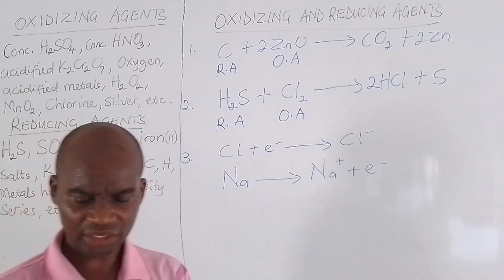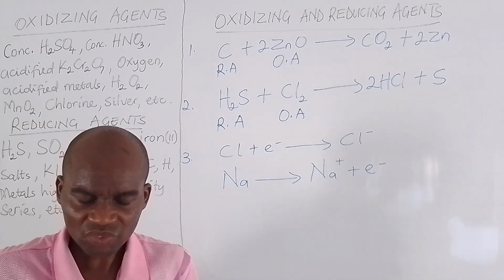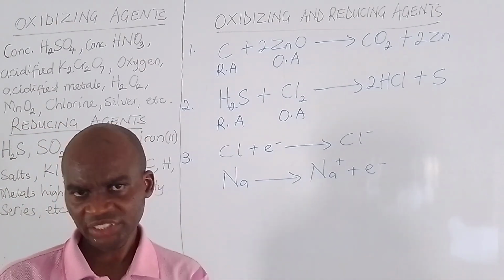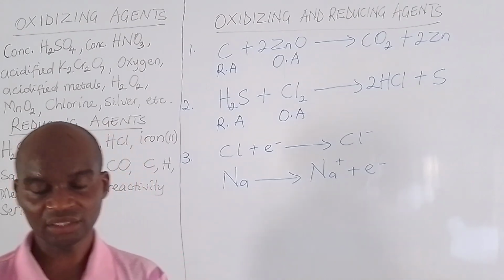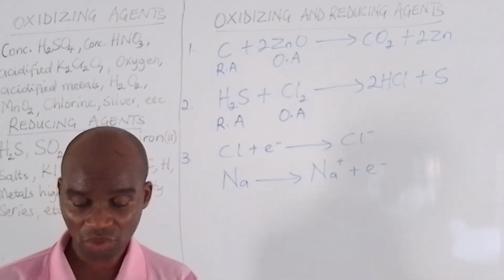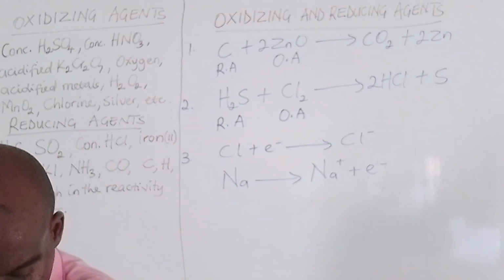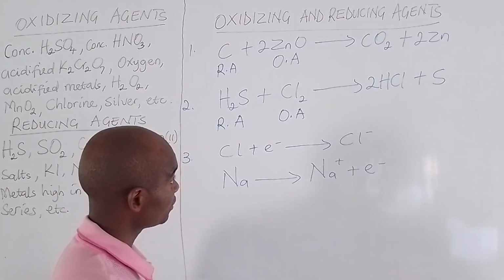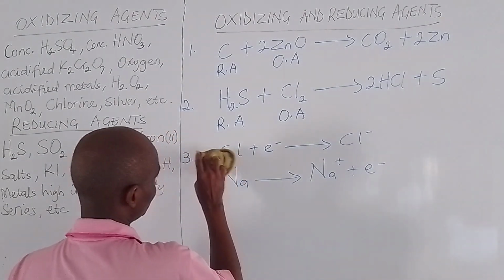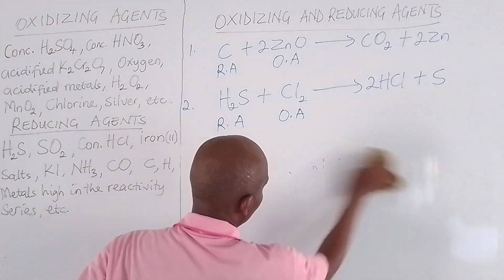Alright, so finally, an oxidizing agent is a substance which undergoes reduction, while a reducing agent is a substance which undergoes oxidation.